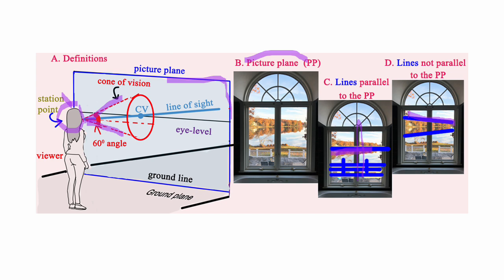The line of sight lies at the center of this cone. It intersects the picture plane at our center of vision, which lies in the middle of our field of vision. When we look straight ahead, this center of vision lies on the eye level. This is not true when we look up or down.